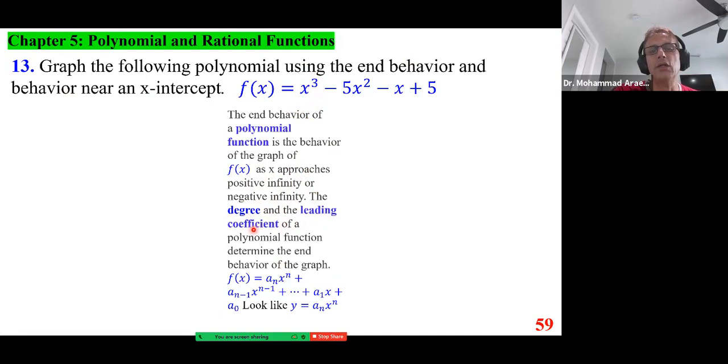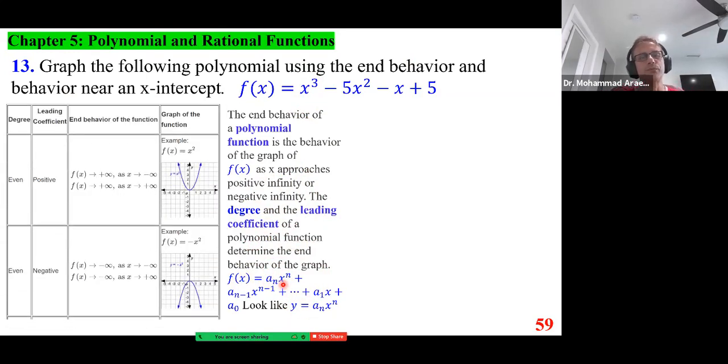The degree and the leading coefficient of a polynomial function determine its end behavior, where the leading term is a sub n x to the power of n. So if the degree is even and the leading coefficient is positive, ultimately it looks like x squared. That means the first and the second quadrant. That's the idea of end behavior. In other words, x going to infinity or negative infinity makes no difference. In both cases, f of x, or y, goes to infinity.